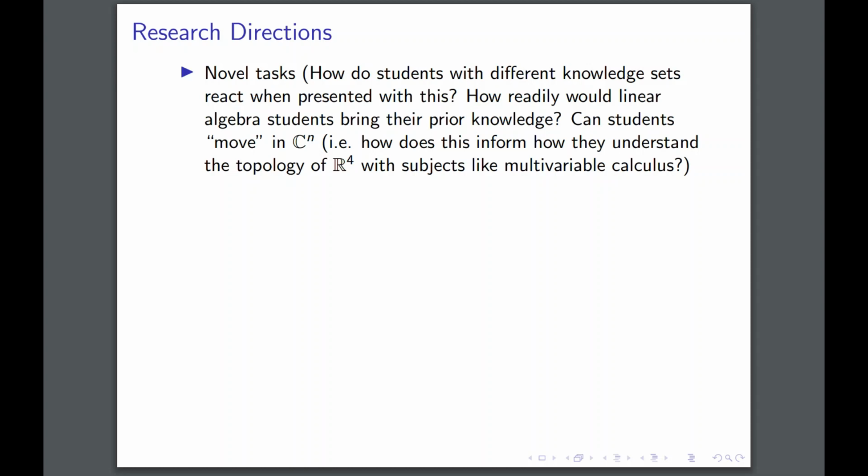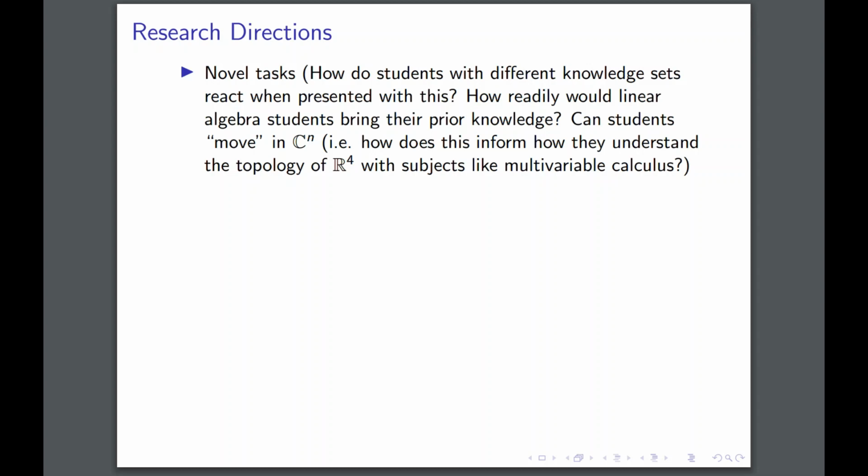Okay, and so in terms of math education, I can see this going in multiple directions. One is the notion of novel tasks, which is how readily do students with different knowledge sets react when presented with this, right? Do they see it as a legitimate context for linear algebra, or do they see it as something like kind of like linear algebra, but not really? And how does a student's experience either entrench this view or detach them from this view?